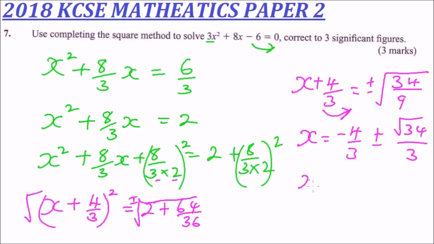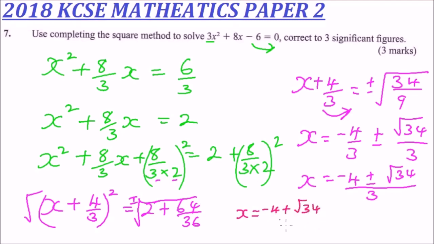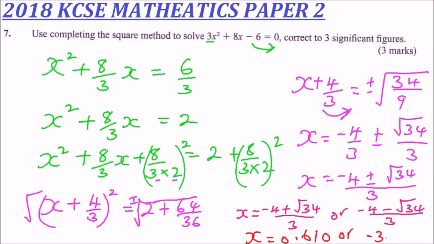So we have a common denominator, so x equals minus 4 plus or minus the square root of 34, divided by 3. This will give you x equals minus 4 plus the square root of 34 over 3, or minus 4 minus the square root of 34 divided by 3. Using your calculator, you should get x equals 0.610 or minus 3.28. This is to 3 significant figures. So that's how you work out that question, and you earn yourself 3 marks.